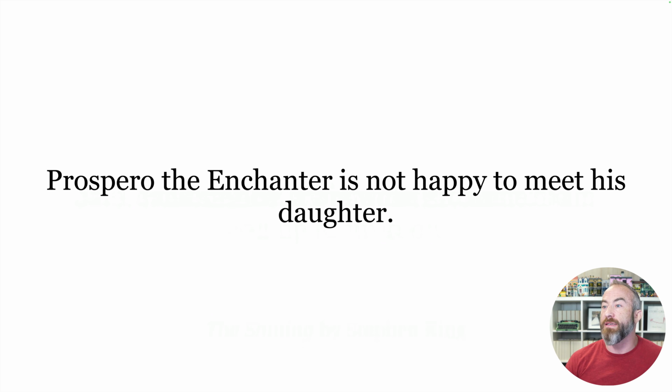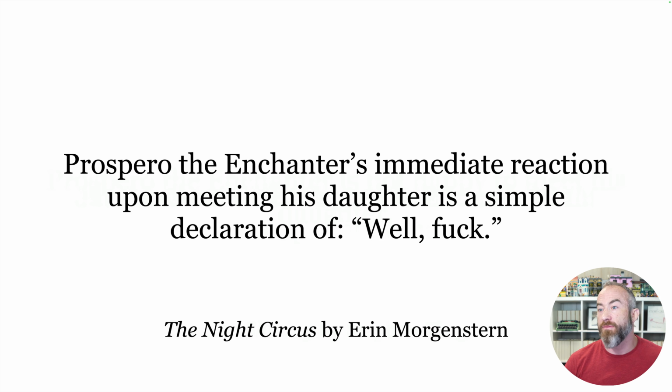"Prospero the Enchanter is not happy to meet his daughter." So here we are just describing what the character is feeling and not letting the reader infer that on their own. So this is the exact line from The Night Circus by Aaron Morgenstern. "Prospero the Enchanter's immediate reaction upon meeting his daughter is a simple declaration of, well, fuck." So now we know the same thing, that Prospero the Enchanter is not excited to meet his daughter, but the author didn't tell me that.